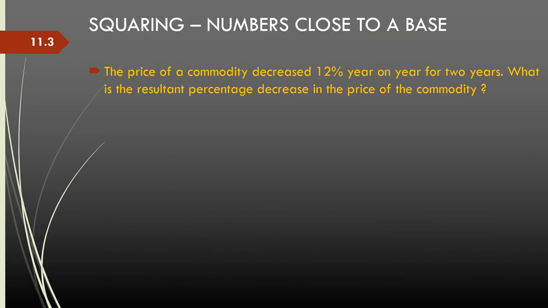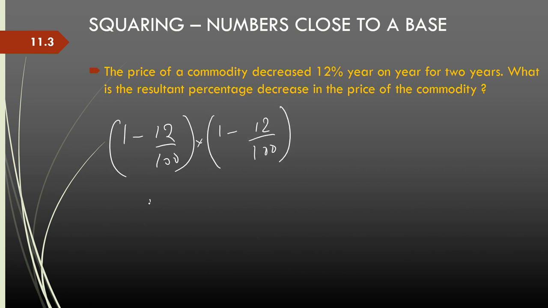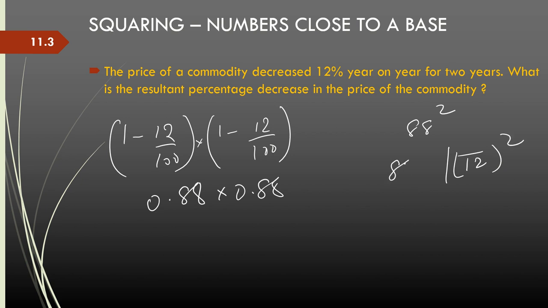Similarly for decrease, let's say the price of a commodity decreased 12% year on year for 2 years. I am then looking at 1 minus 12 by 100 into 1 minus 12 by 100. So this is nothing but 0.88 into 0.88. Now I know how to do the square of 88. 88 square is, if I take 100 as the base, it's minus 12 whole square, and the left side is 88 minus 12. So that is 76 and 144.